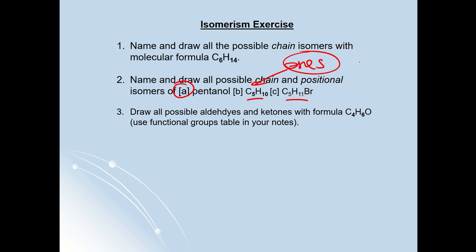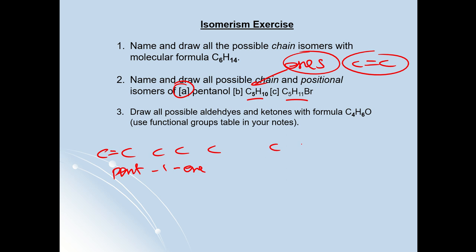So C5H10, the tricky thing about this is you had to remember or work out that this was an alkene. So the functional group is a carbon-carbon double bond. So this is an unsaturated compound. We hadn't met any yet tonight, so I've just thrown it in to see who was on the ball. So this would be 1, 2, 3, 4, 5. We can have a double bond there. So that would be pent-1-ene.